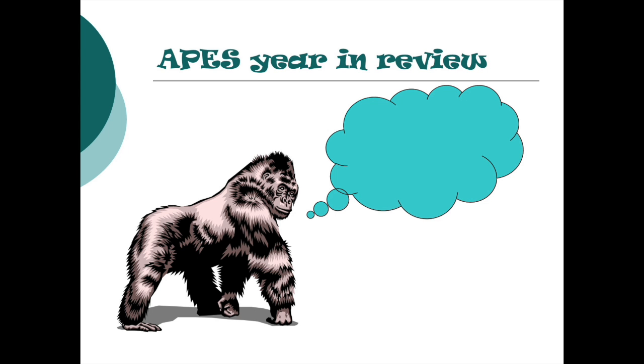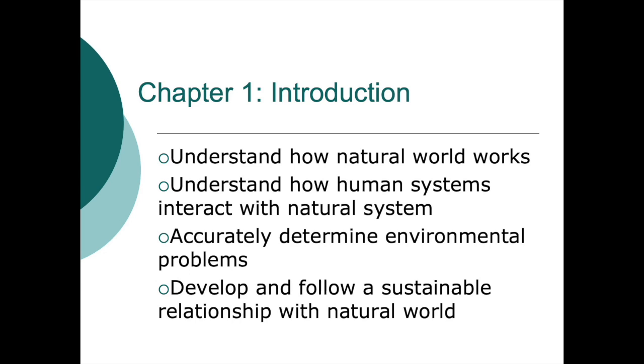So as we're getting ready to go through the year in review, remember we're going to be looking at the first 7 units, and they're not necessarily going to be in order, but it's all going to be based around understanding how the natural world works, understanding how we as humans affect those natural systems, being able to accurately determine what an environmental problem is, and then developing and following some kind of sustainable relationship.